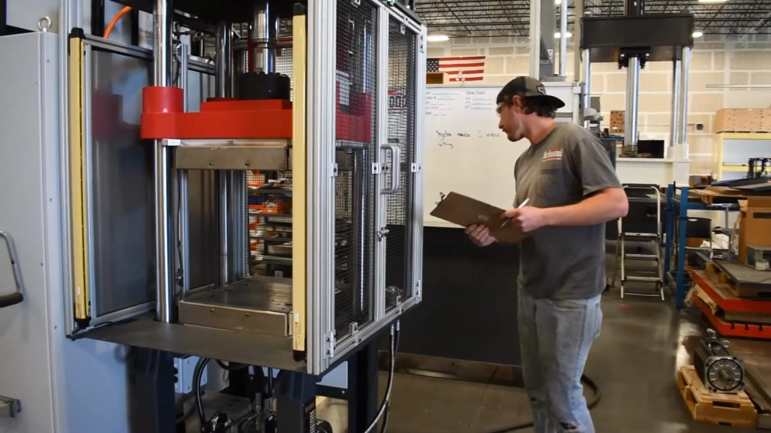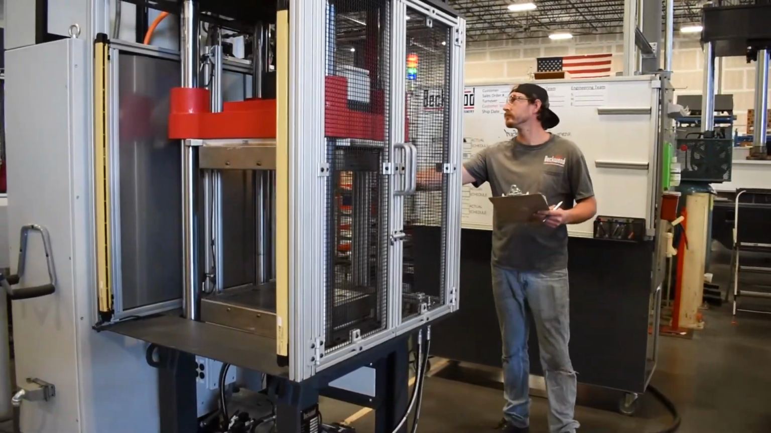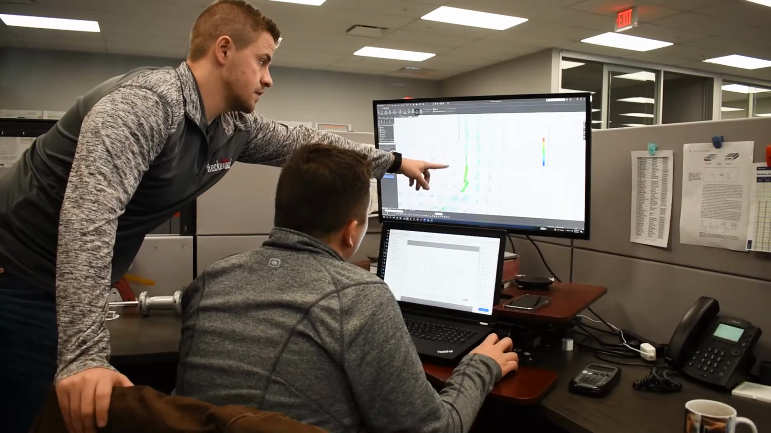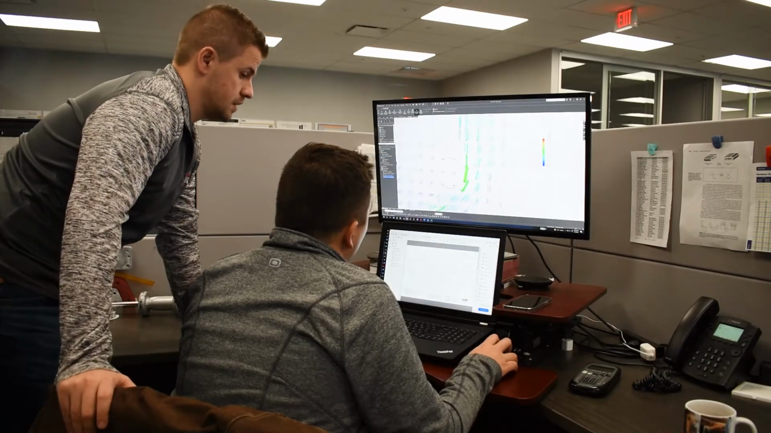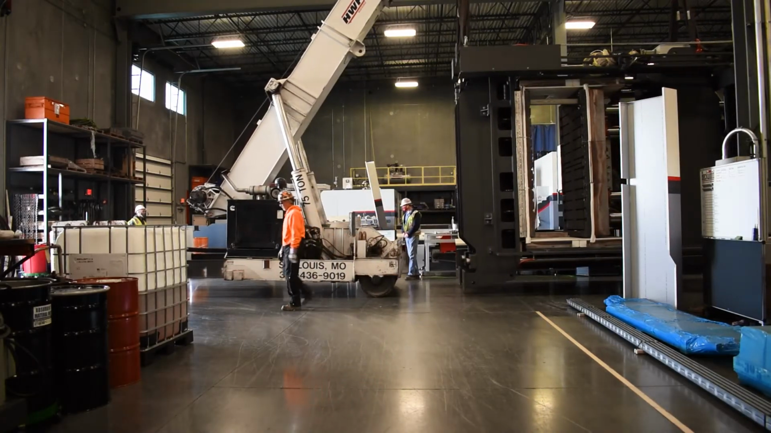At Beckwood, infinite life is such an important aspect to our design standards. FEA is just another tool that we use to ensure every press that goes out our door meets those standards.